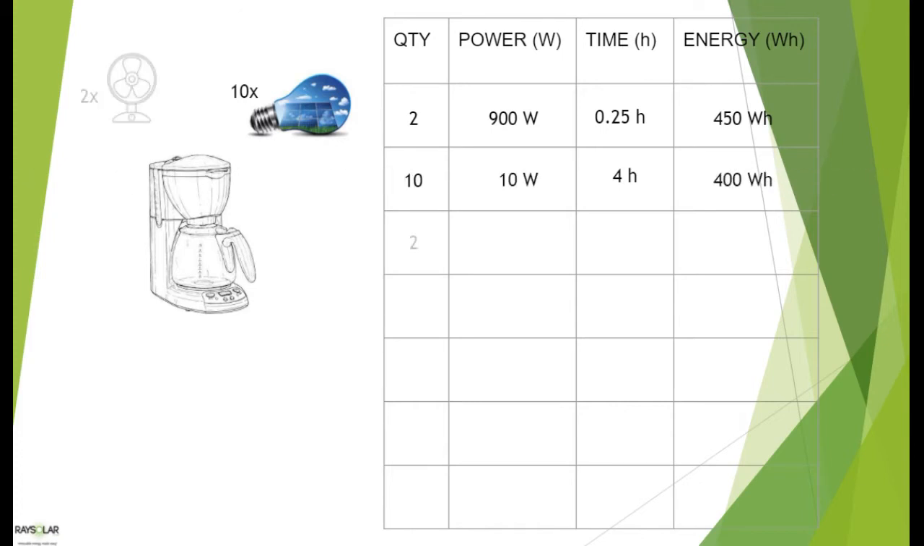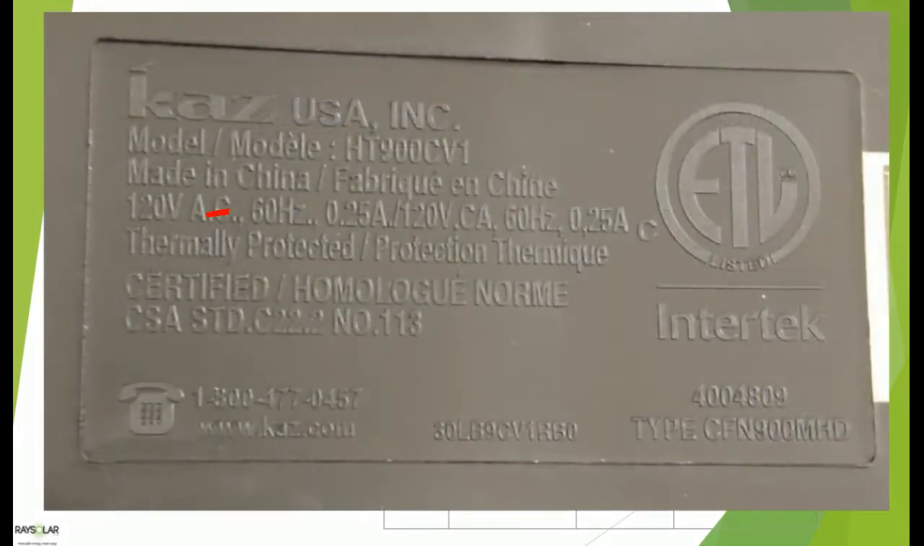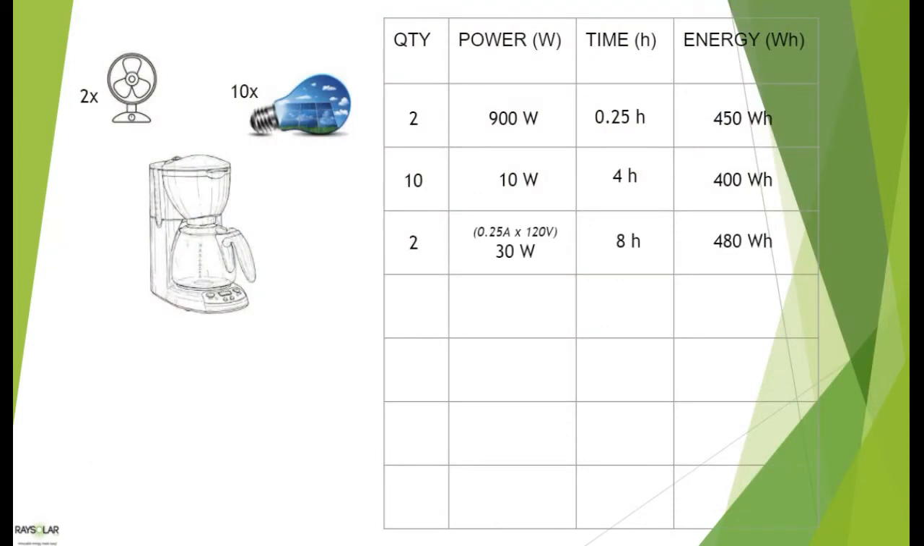I also have 2 fans running for 8 hours a day to cool off. After quickly checking the label, I can see that the fan uses 0.25 amps at 120 volts, which multiplied together tells me that each of the fans uses 30 watts of power. So both fans operating at 30 watts for 8 hours is a total of 480 watt-hours.